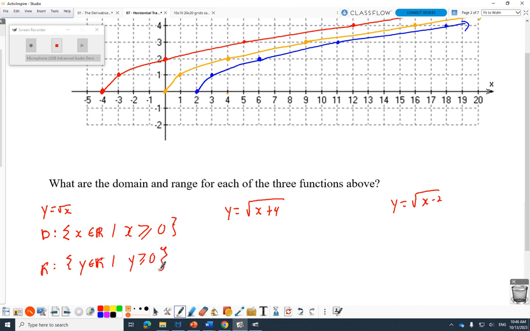Remember I said the lesson was basically over. I hope that this is less than exciting, what I'm about to write here. All that happens when you move it left 4 is the domain moves left 4. x element of reals such that x is now greater than or equal to negative 4 because it's been moved left 4. The range stays the same.